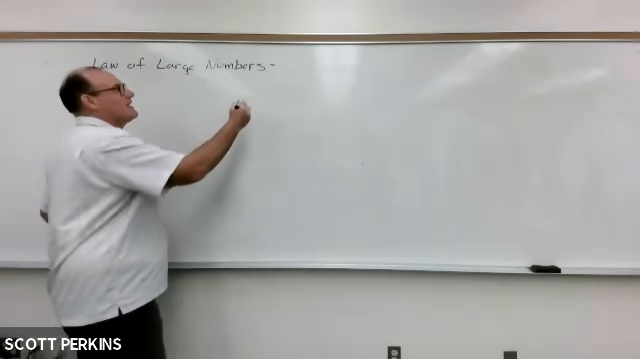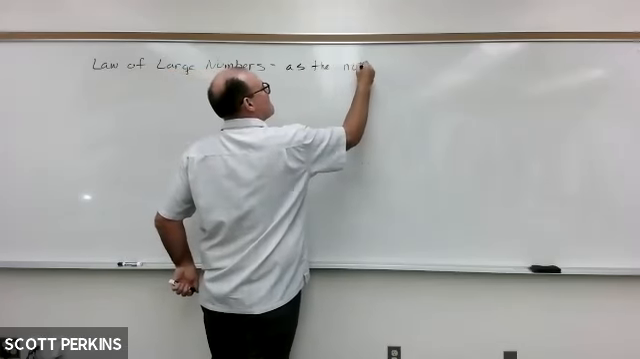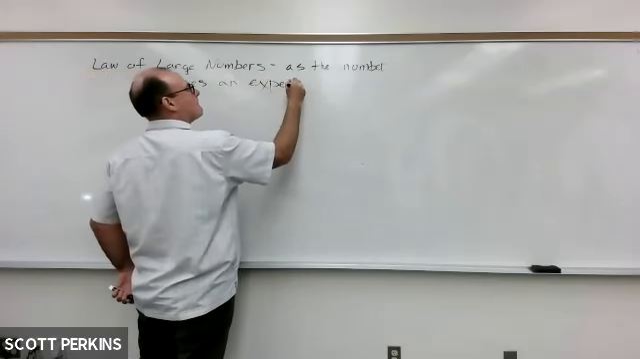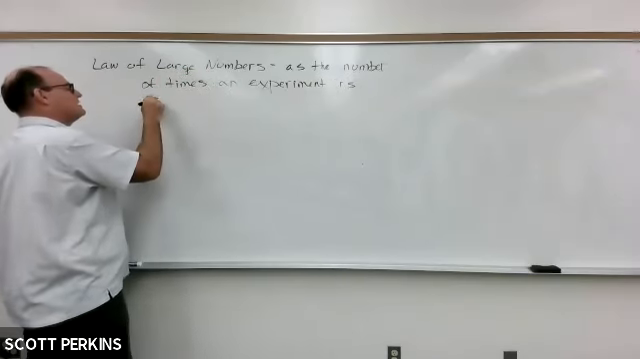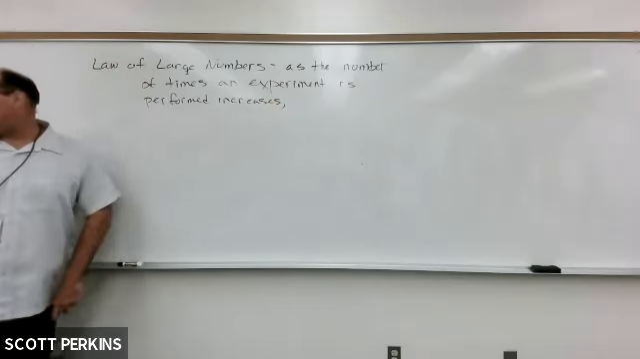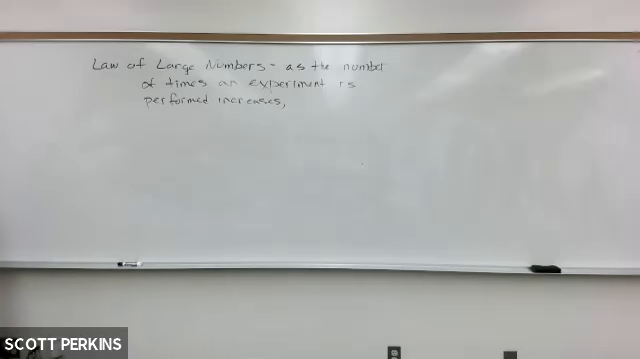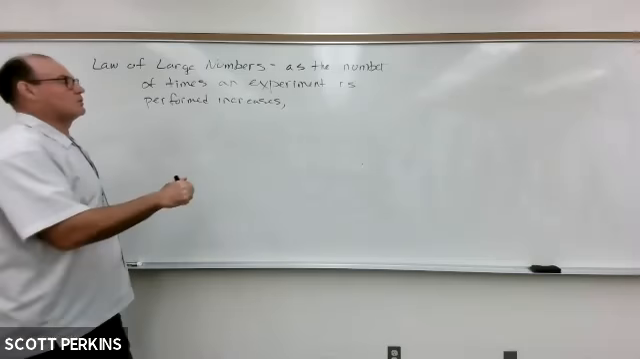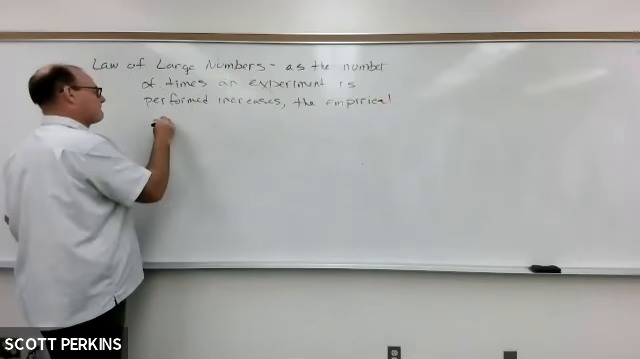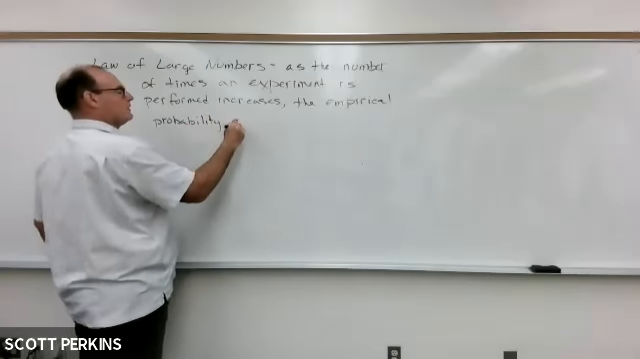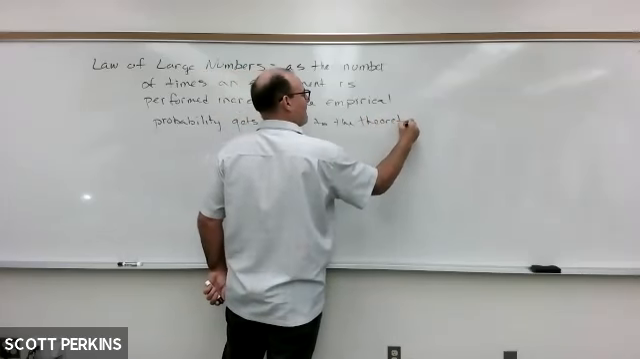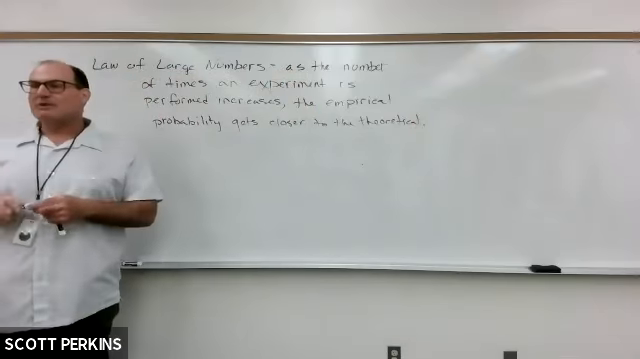So the law of large numbers says that as the number of times an experiment is performed increases, the empirical probability gets closer to the theoretical. Meaning your results get more accurate.